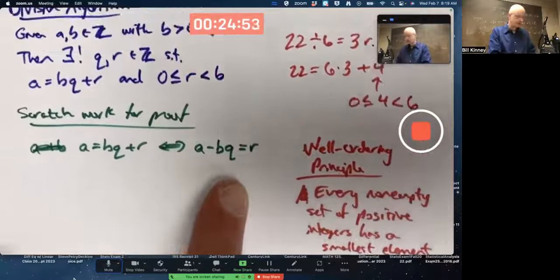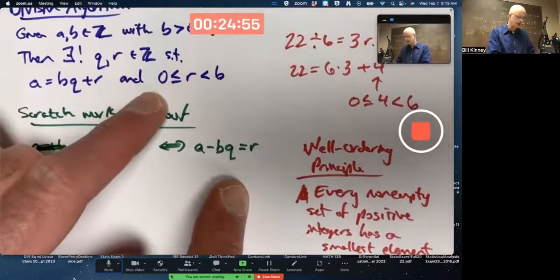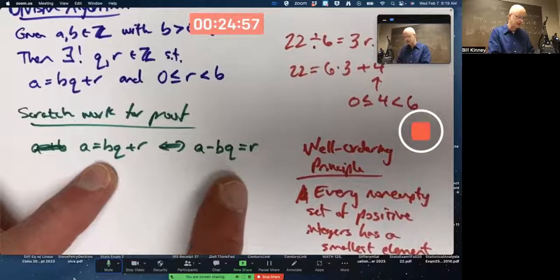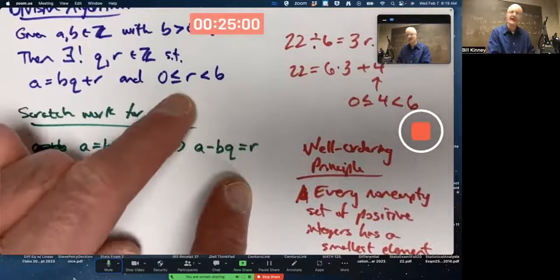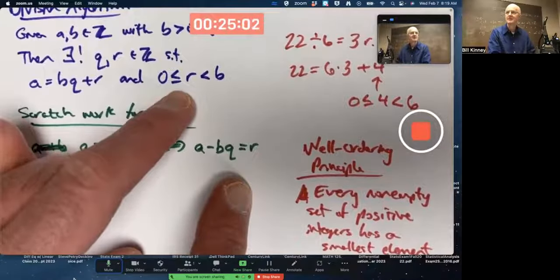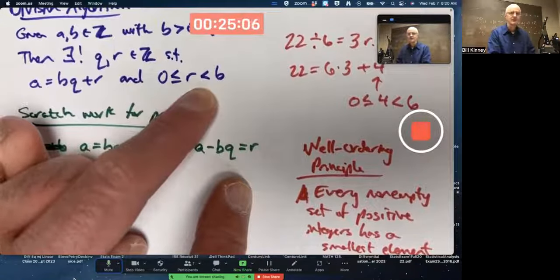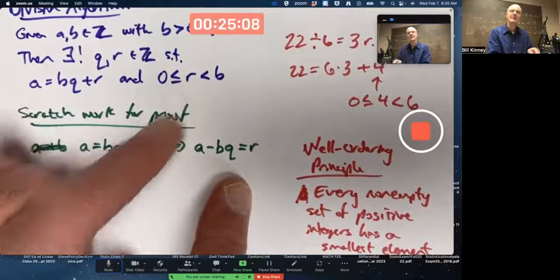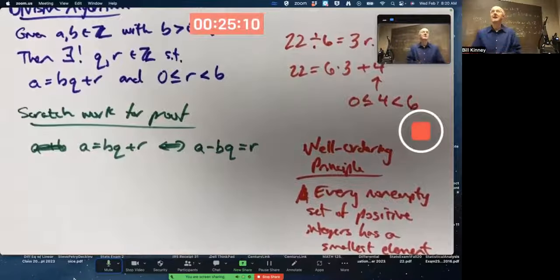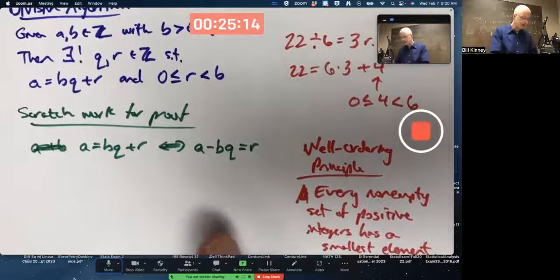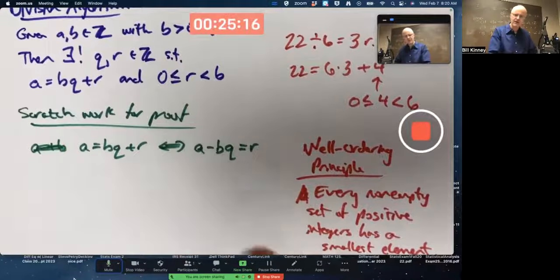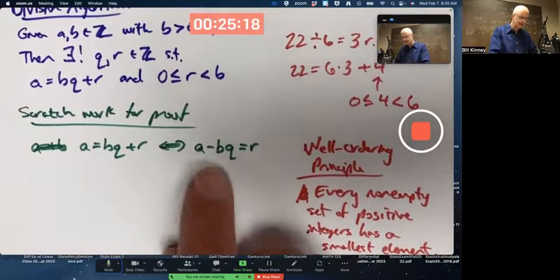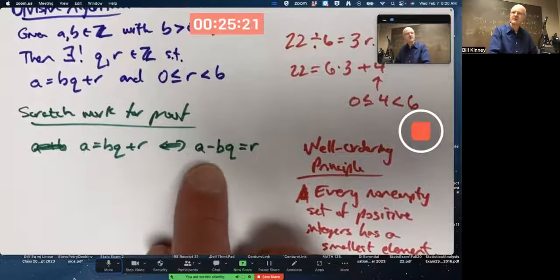Think also about what you're trying to show. Part of what you're trying to show is not only the existence of Q and R to make these equations true, but also that R satisfies this condition. It can't be negative. It's also going to be less than B. Now, it could be 0, or it could be some positive integer. Oh, so maybe what we should do is apply this well-ordering principle, perhaps. Maybe we should consider the set of all possible things you can make like this.